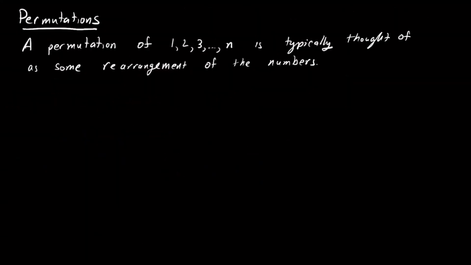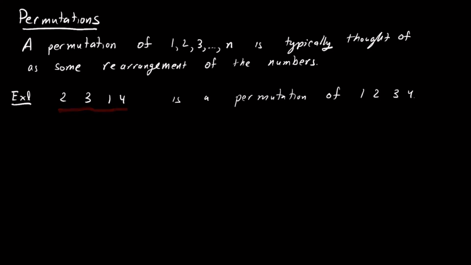The last type of group we're going to study is a group of permutations. So what is a permutation? Typically when we think of a permutation of, let's say, the numbers 1 through n, we think of it as some sort of rearrangement or reordering of the numbers. So for example, 2, 3, 1, 4 would be a permutation of the numbers 1, 2, 3, 4. This is the common way we think about permutations.